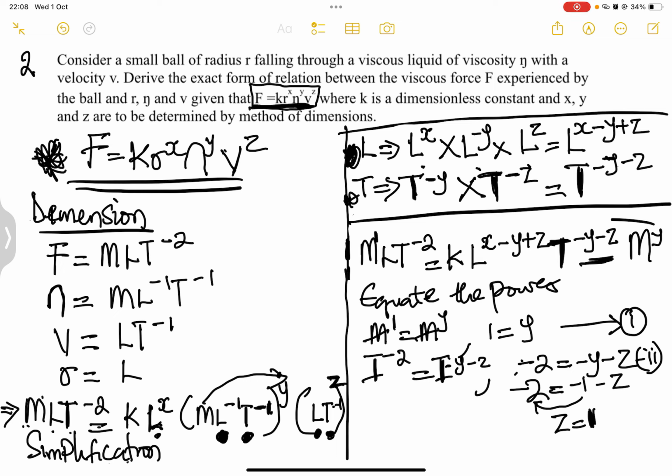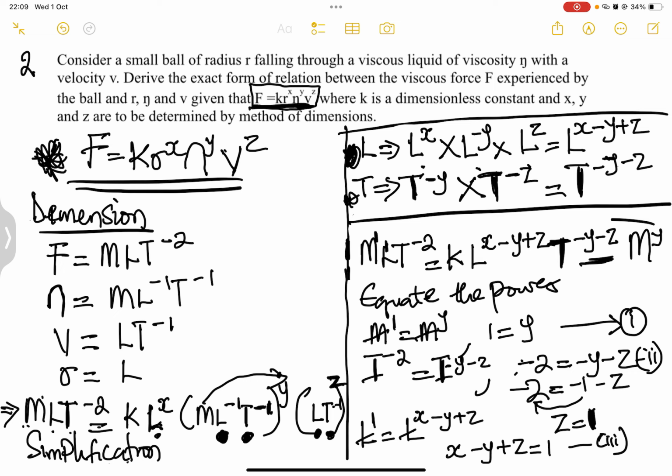Finally, we're going to be doing L because it has 3 variables, or 3 exponents. Let's just do it last. L raised to power 1 is equal to L raised to power x minus y plus z. Wow, that's nice. We're going to cancel out our bases again, and we now have x minus y plus z is equal to 1. This will be our equation 3.